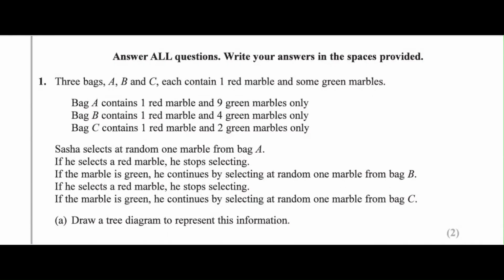Sasha selects at random 1 marble from bag A. If he selects a red marble, he stops selecting. If the marble is green, he continues by selecting at random 1 marble from bag B. If he selects a red marble, he stops selecting. If the marble is green, he continues by selecting at random 1 marble from bag C. Draw a tree diagram to represent this information.